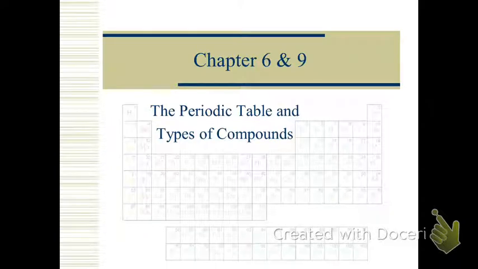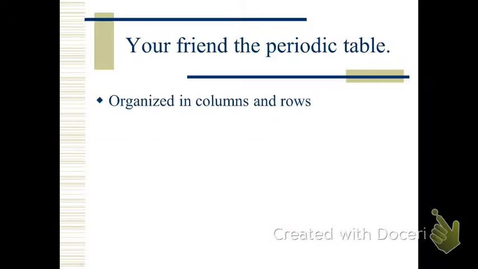Today what we're going to talk about is a little bit about the periodic table and types of compounds. And what this does is sets the stage for us when we begin to identify different types of compounds and be able to write their formulas and name them. So the first thing we need to know is kind of how the periodic table is organized.